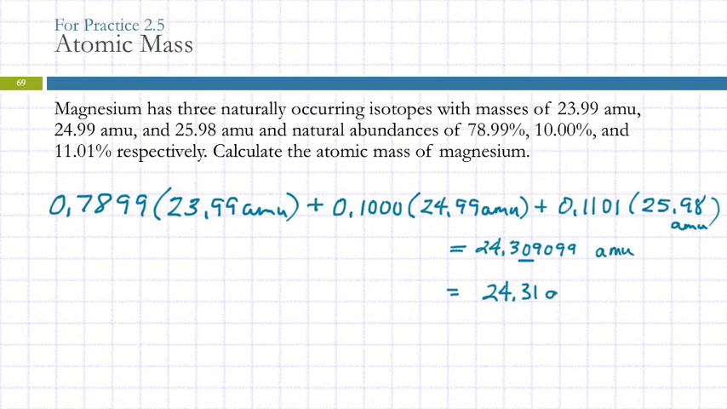24.31 atomic mass units. This is an actual element, and so we can check our answer on the periodic table. On the periodic table, it says 24.3051. So this agrees with the periodic table. That's a good sign. What we like to do on exams is make up elements so that you can't just find the answer on the periodic table. You have to actually do the problem. Any questions?